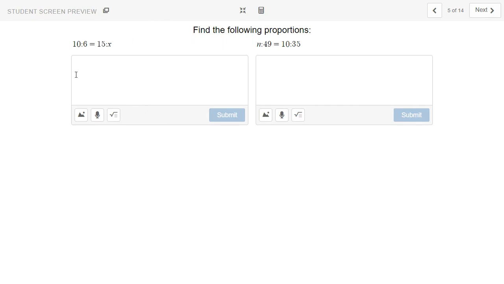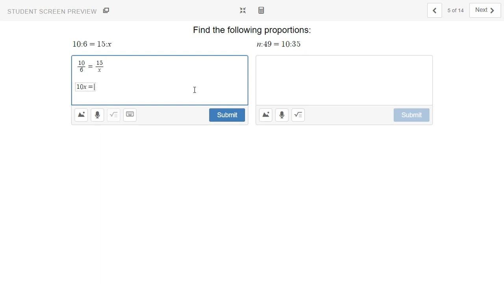Okay, let's solve the following proportion. Let's rewrite this as a fraction. So I have 10 over 6 is equal to 15 over x. The first number came first, the second number came second. And we did exactly the same thing for our second ratio. First number came first, second number came second. We're going to cross multiply now.